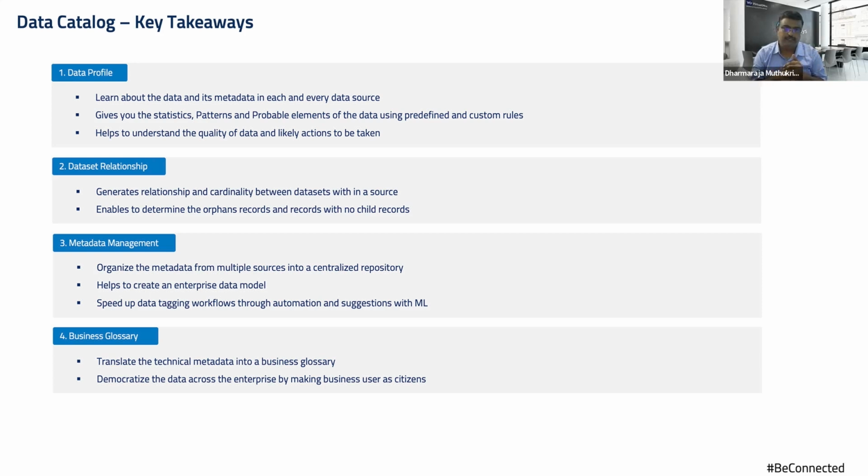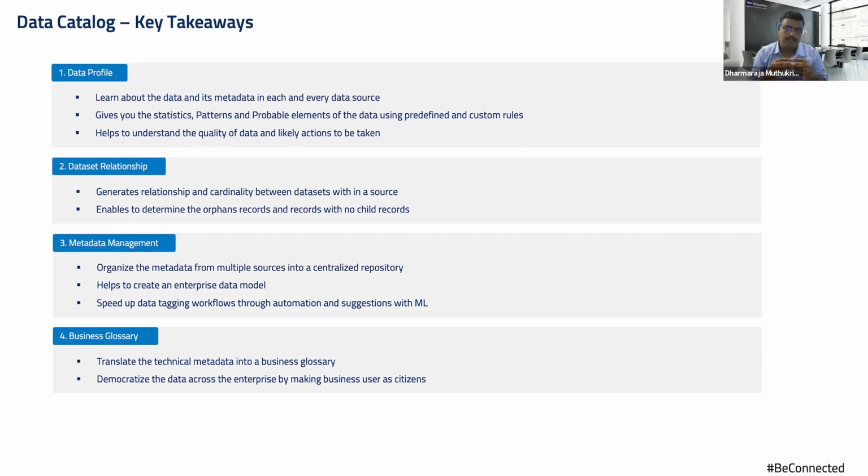And you will be able to understand the quality of data, and whatever actions you want to take, you can take. Talking about the relationship, you can get the relationship, whether it's a linear relationship or the ER relationship, and with this you can check the orphan records as well, the records which don't have any child records. So the metadata management.